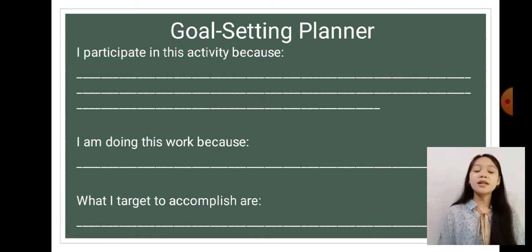So I participate in this activity because I want to showcase or to exhibit my talents and abilities. I am doing this work because it is important on my chosen activity or in my chosen field. And what I target to accomplish are to see my growth and learning during the process, and also to evaluate myself on my strengths and weaknesses.